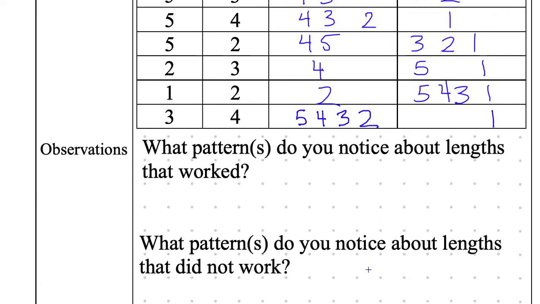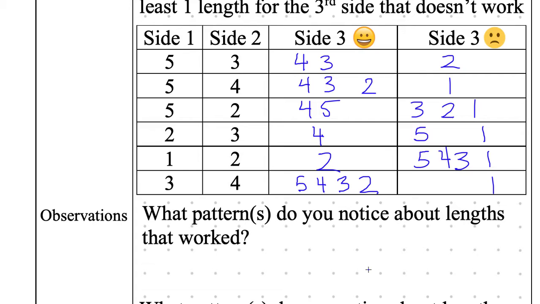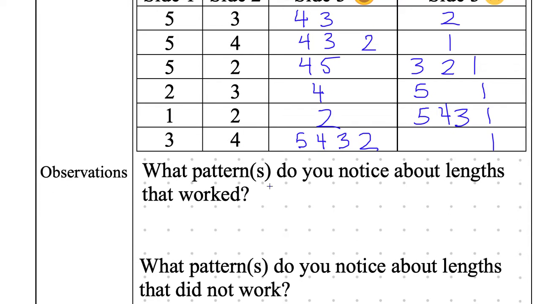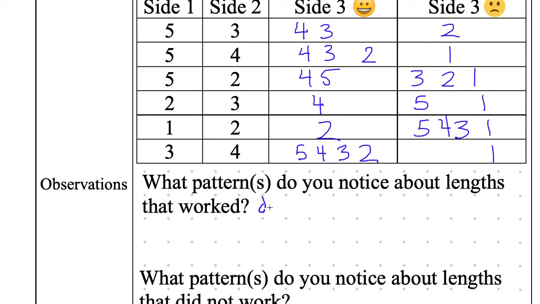It works. So observations. Just looking at the table above, this is the hard part. This is the mathematical part. All we were doing was playing. Now we're playing with numbers, playing with the mathematics, the patterns. What patterns do you notice about lengths that worked? They didn't have a 1. Okay, so we can write it down if you want. Didn't have a 1. Any other observations?